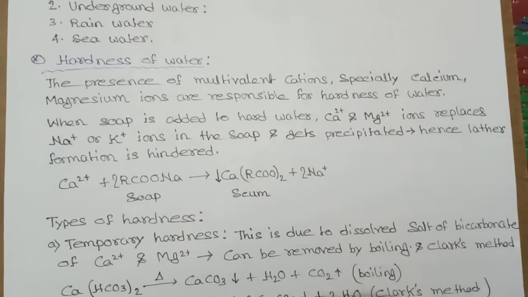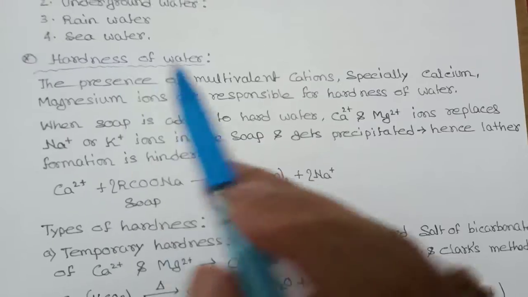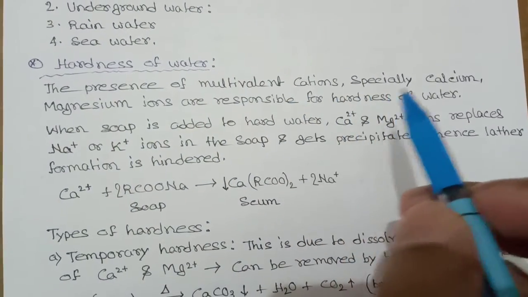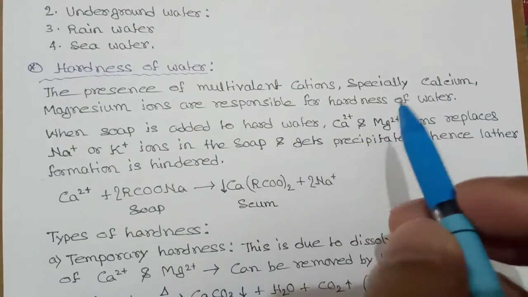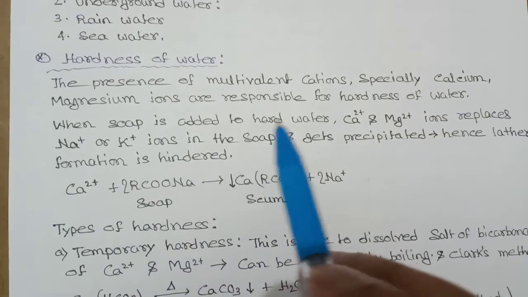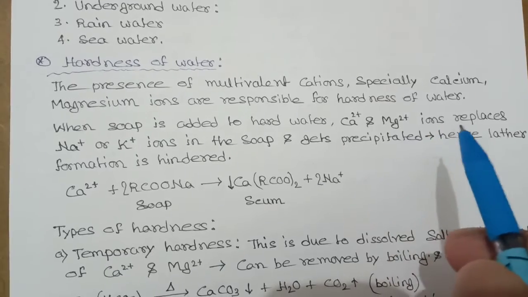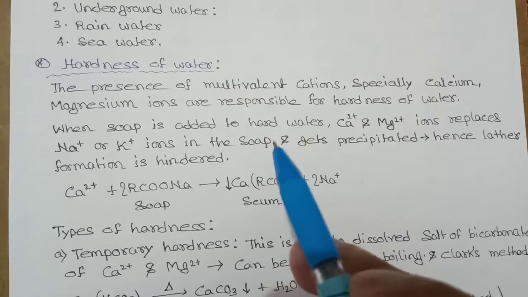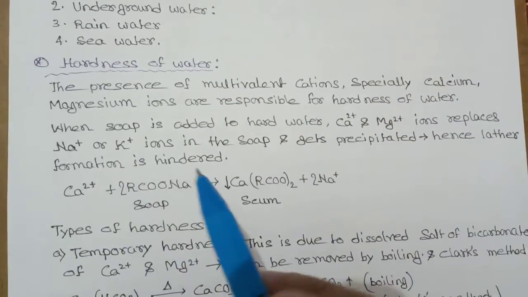Now we will learn about hardness of water. What is actually hardness of water? The presence of multivalent cations, especially calcium and magnesium ions, is responsible for hardness of water. When soap is added to hard water, Ca2+ and Mg2+ ions replace the Na+ and K+ ions in the soap and get precipitated. Hence, lather formation is hindered.